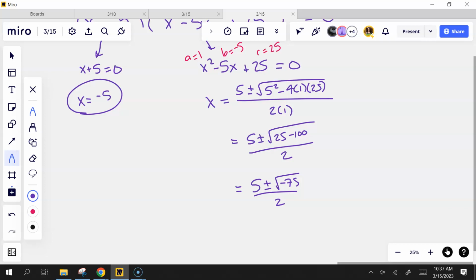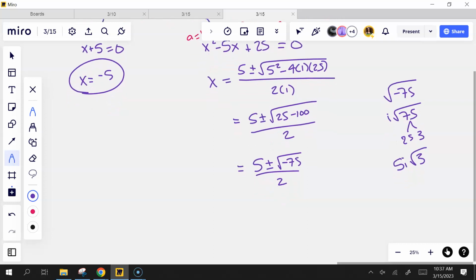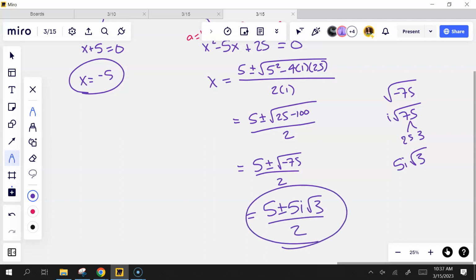If I have the square root of -75, of course I pull out the i, but then I also have to split it. What's the perfect square that goes into 75? 25 and 3. So I have 5i times the square root of 3 here. So I got 5 plus or minus 5i root 3 over 2. Is that 3 solutions altogether? Yes, 1, 2, and 3. The plus or minus give me 2 solutions. Yippee!